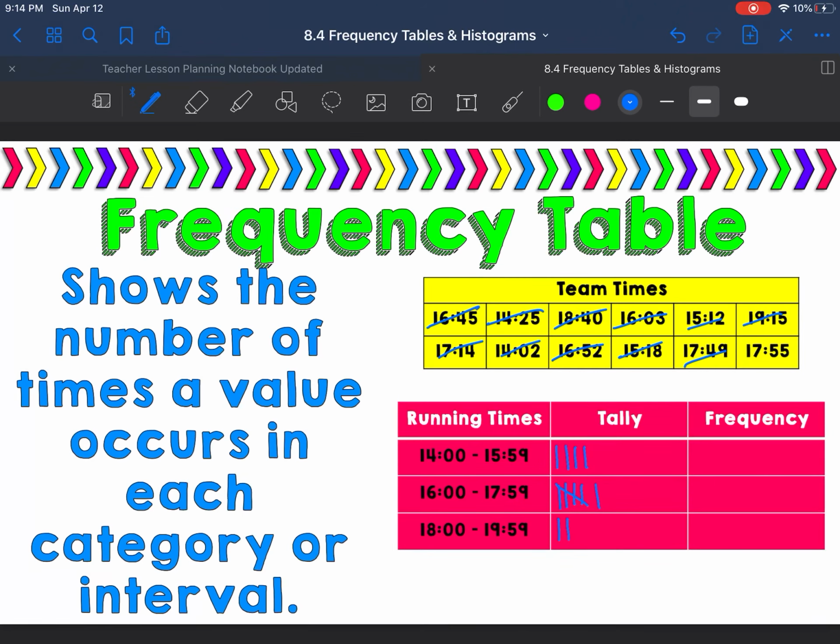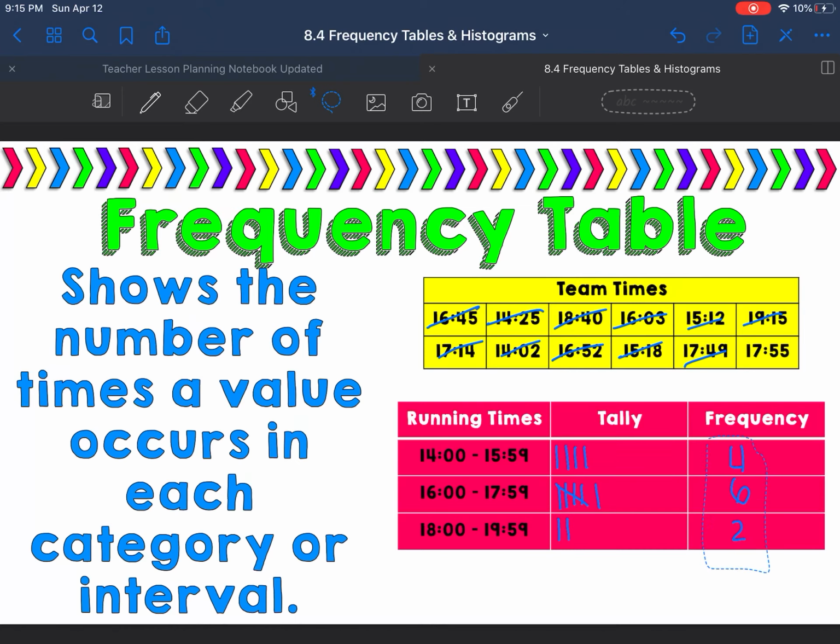Now, the second part of this is after you do your tally marks, you're going to do the frequency column. All the frequency column is, you're going to add together all your tally marks. So in my 14 to 15:59, I have 4. So I'm just going to write 4. In my 16 minutes to 17:59 minutes, I'm going to write 6 because I have 6 tally marks. And in my 18 to 19:59, I have 2 tally marks. So I'm just going to draw a 2. And that's it. I've successfully completed my frequency table.